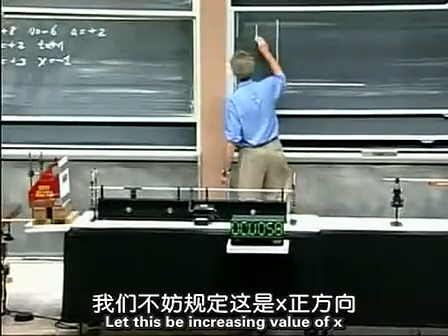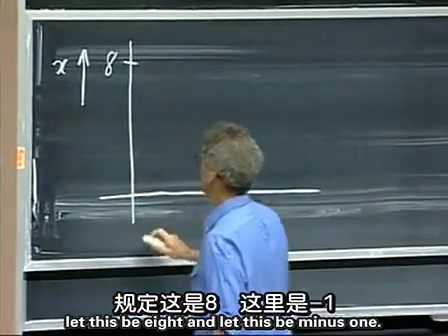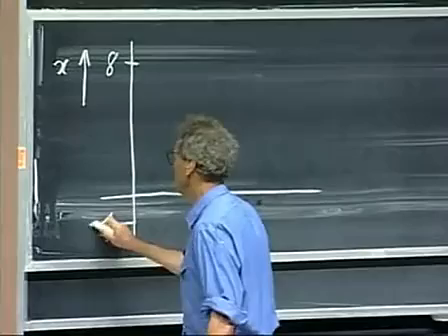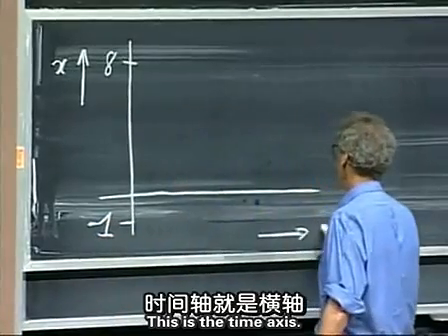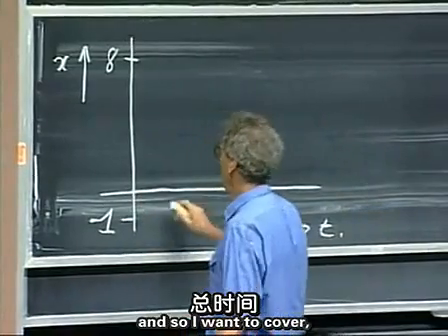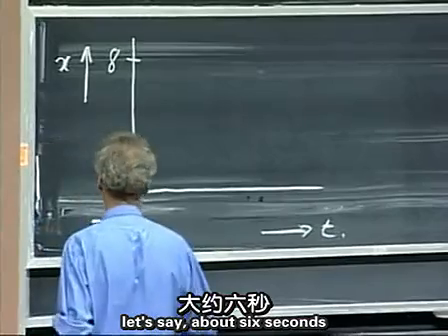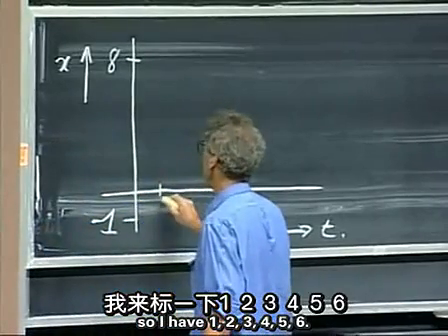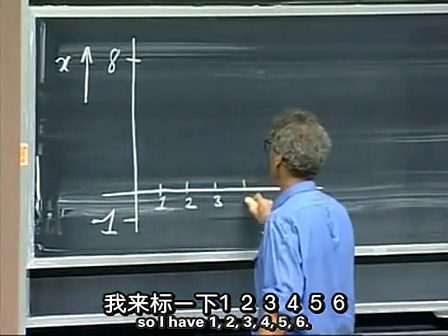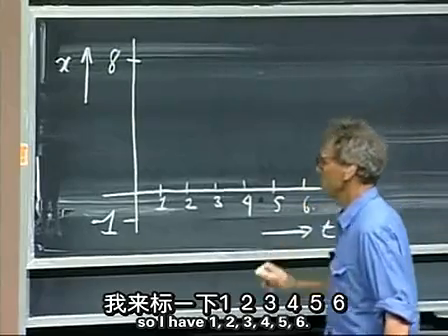Let this be increasing value of x. Let this be 8, and let this be minus 1. This is the time axis. I have a 0 here, and I want to cover, let's say, about 6 seconds. So I have 1, 2, 3, 4, 5, 6.